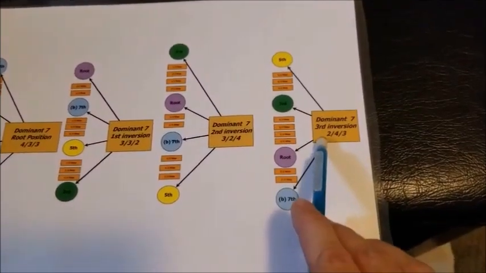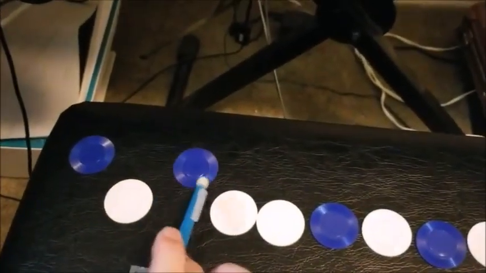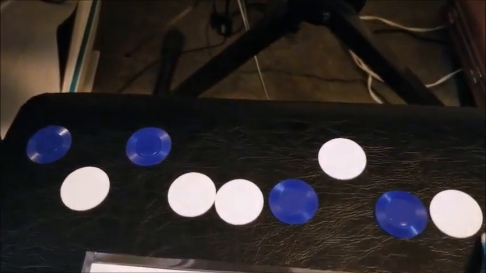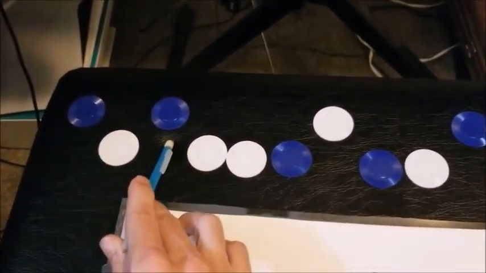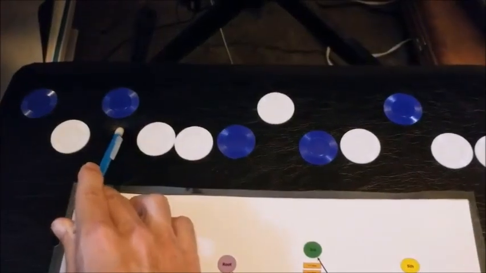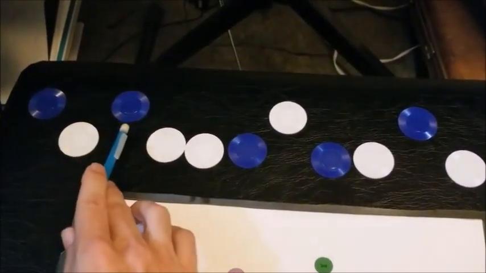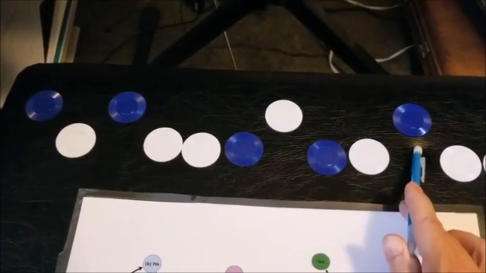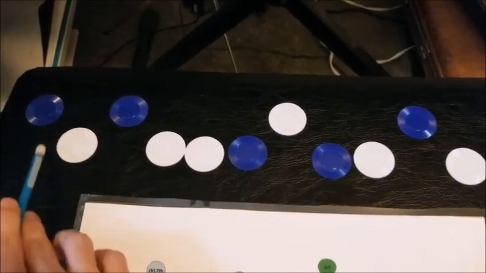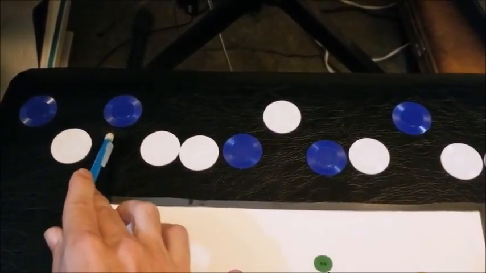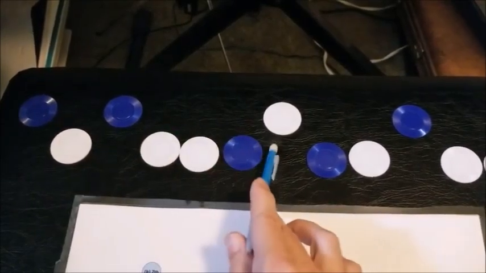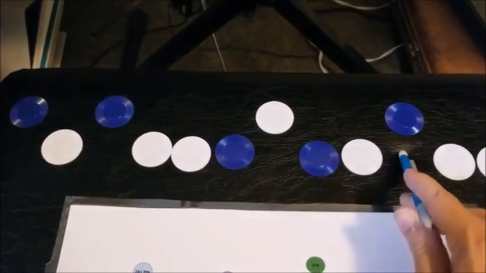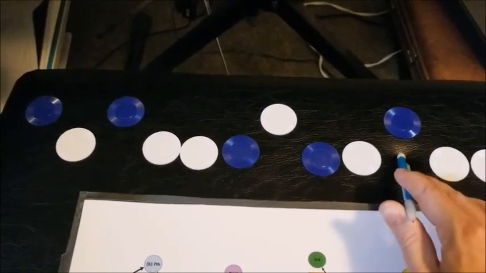All right, now let's do the third inversion, 2-4-3. 1, 2, 1, 2, 3, 4, and 1, 2, 3. Here we have the flat seventh and the root. So here we're going to have an E flat 7, D flat, E flat, G, B flat, or a D sharp 7, C sharp, D sharp, F double sharp, A sharp, right?